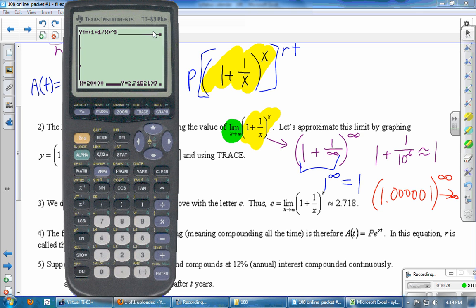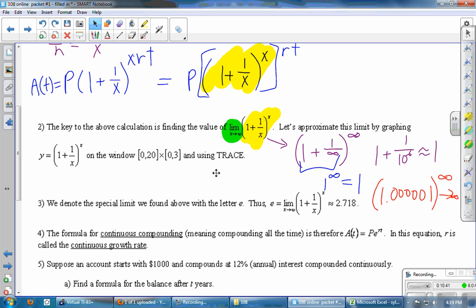So it sure feels like we are honing in on some number, 2.718, and then I'm not sure what's going on next, but if I kept playing this game, it feels like I would get closer and closer to some distinct number. It doesn't look like a nice number to me. It's not like it's 3 or 2, but somewhere around 2.718 feels like a number. Number 3, we denote the special limit we found above with the letter E.